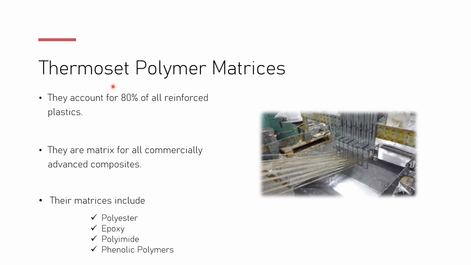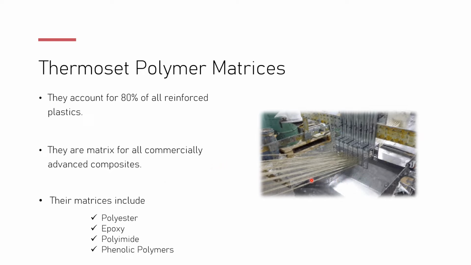Then we get into the second type of plastic, and that's your thermoset. We're still in the matrix part. We're not even getting into the reinforcement yet. So for the thermoset matrix, we use polyester, epoxy, polyimide, and phenolic polymers. These are the commonly used matrices for plastic composites. They are the matrix for all commercially advanced composites.